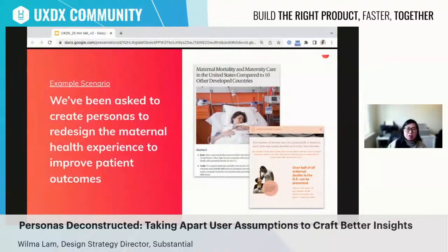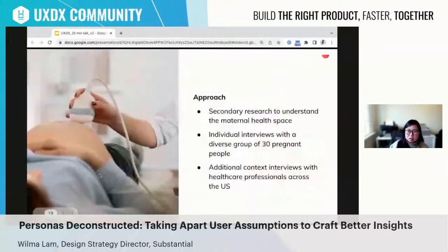So to give an example of how this might work with a specific project, let's look at how we might approach a project related to maternal health experience to improve patient outcomes. For example, if we've been asked to create personas with the goal of understanding what is driving poor maternal mortality and maternity care outcomes in the United States, which is a multifaceted issue with many potential factors, we could use the attribute set personas framework. We aim to capture the ecosystem of context and associated needs and gaps in patient experience that we might want to consider as we start moving forward with a project like this.